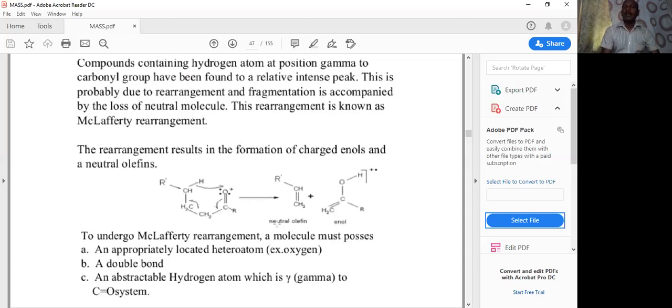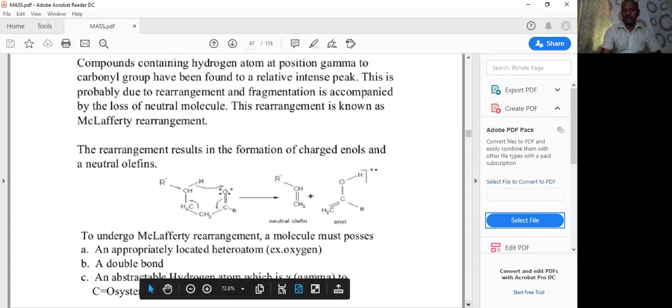So this is by McLafferty rearrangement. The basic requirement is that the molecule should have the gamma hydrogen. This hydrogen migrates to the oxygen, and then you have the rupture of the sigma bond and elimination of a neutral molecule and a fragment ion. This is the enol. So this is the fragmentation by McLafferty rearrangement. Here rearrangement is happening, and at the same time fragmentation is also happening. Understood here?